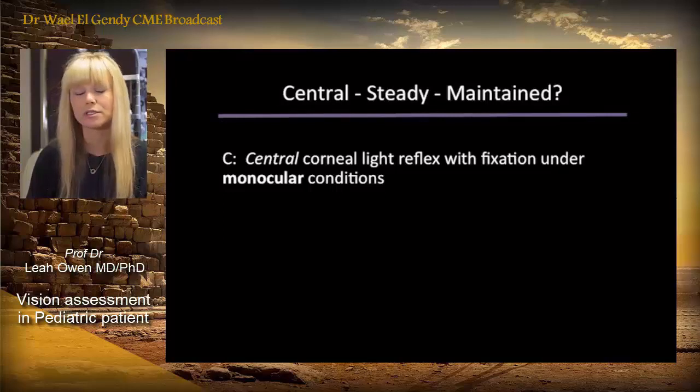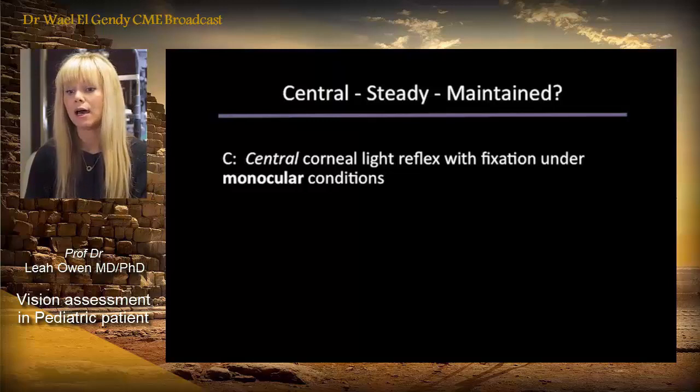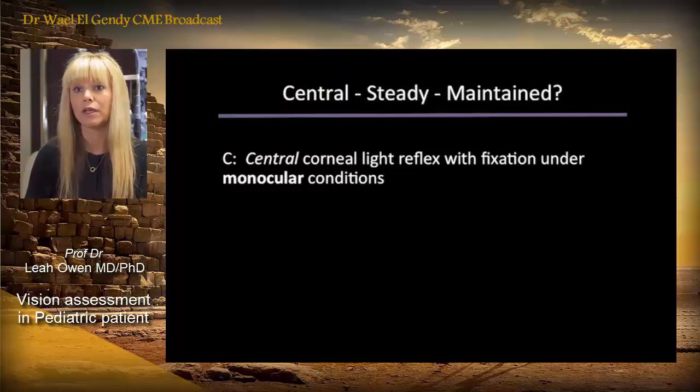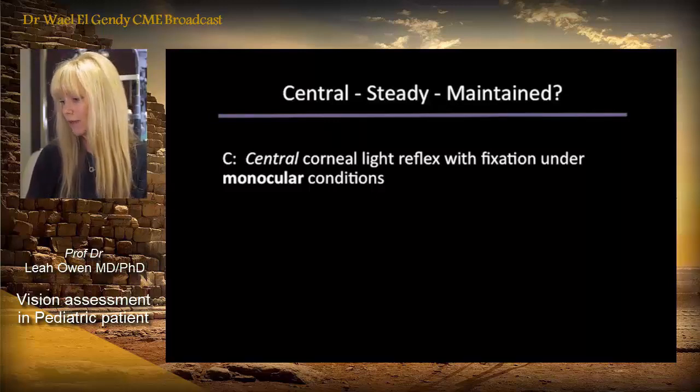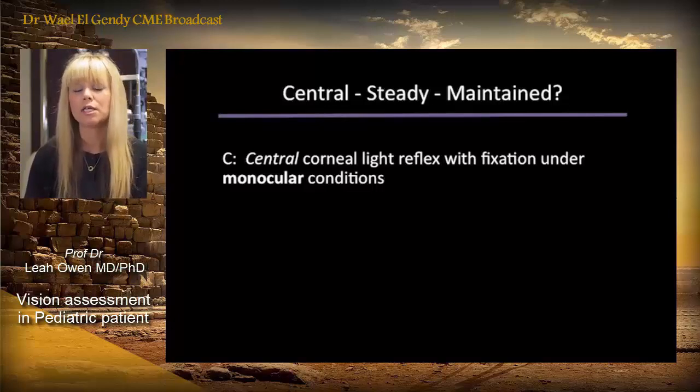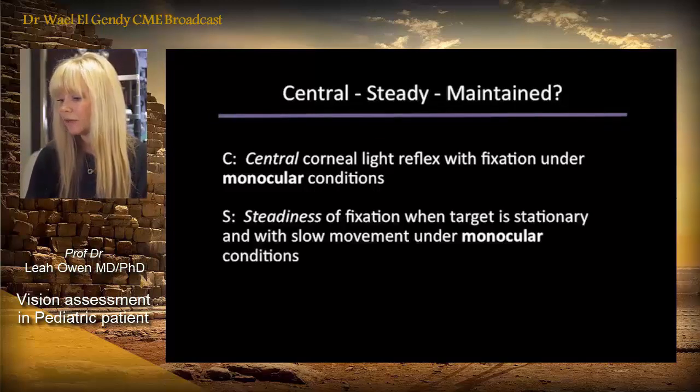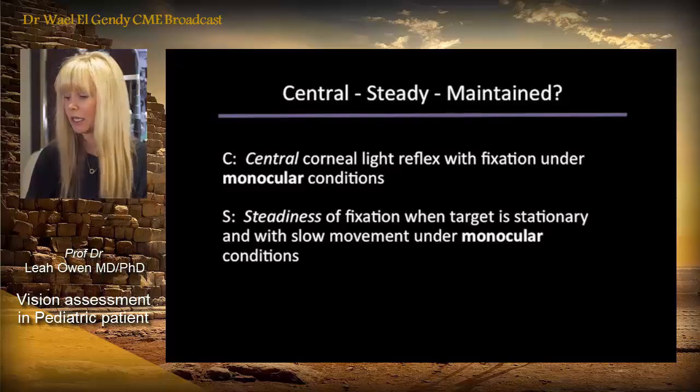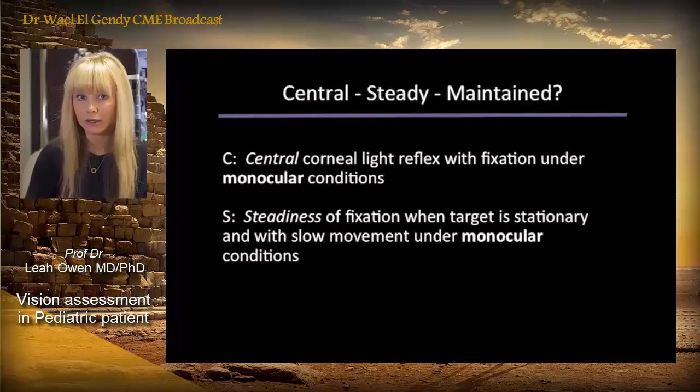And we'll move on now to the central, steady, maintained method, which is historically a very classic way of representing a preverbal child's vision. So C stands for central, and it refers to the corneal light reflex, and it also importantly is only referring to fixation under monocular conditions. So when one eye is covered, for the eye that's looking at your target, is the corneal light reflex well centered? The S stands for steadiness of fixation. Again, this is under monocular conditions.